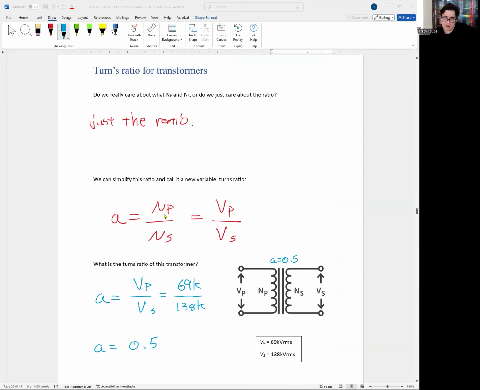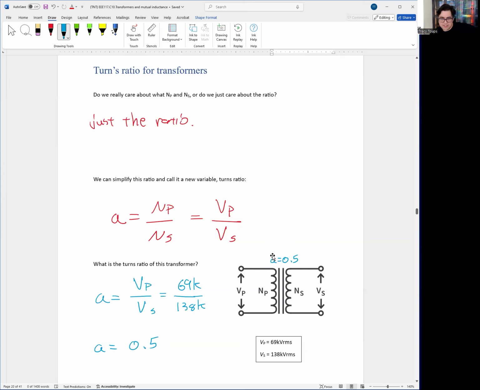If you notice, we keep talking about NP over NS over and over again, but do we really care about the individual numbers of NP or NS? Not exactly. All we care about is the ratio at the end of the day. It's just the ratio that matters. So a lot of times in a transformer, we just look at the ratio. We don't even draw NP and NS on a lot of diagrams in the power system. We just draw what the actual ratio itself is.